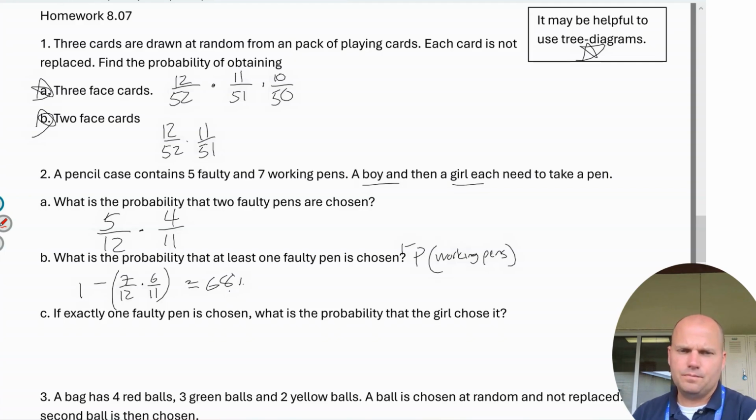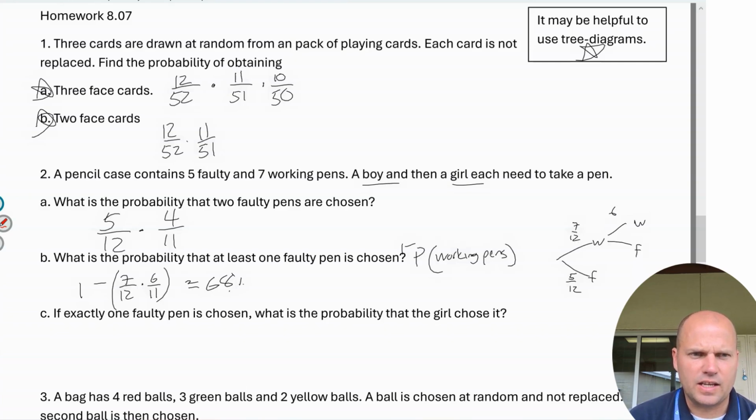Or let's say we got the boy who gets a working and a non and a faulty. Okay, so the boy has a 7 out of 12, 7 out of 12, and a 5 out of 12. And then the girl would have 6 out of 11, 5 out of 11. And the boy or the girl gets the working pen. So that's 7 out of 11.